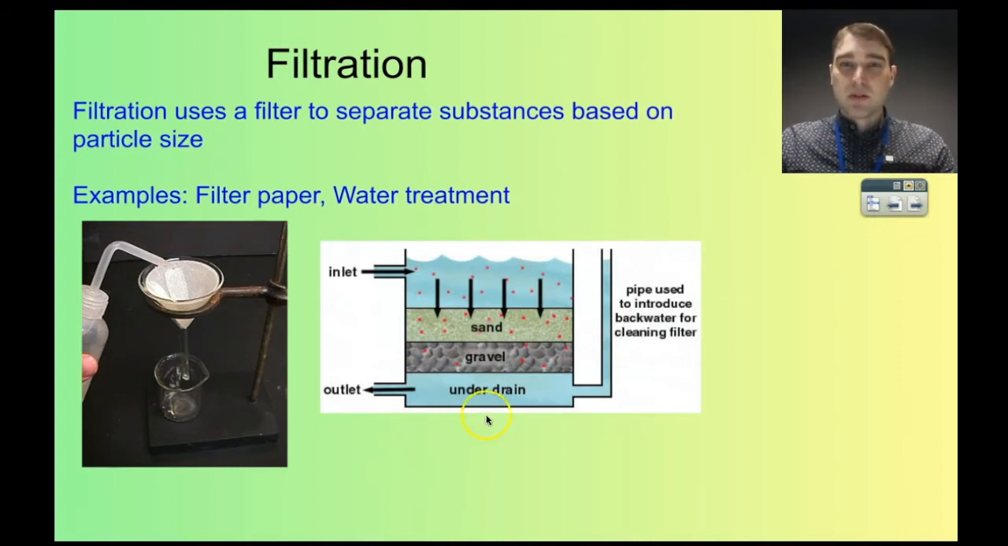Filtration is used in water treatment, so they use these sand and gravel filters. The water that you're treating, you pump in, you let it settle through the sand and the gravel. So again, there's spaces between the sand and the gravel that are a particular size. If the particles are smaller than that, they pass through. And then that water that passes through can be treated again in a different way after that. So that's called a sand filter.